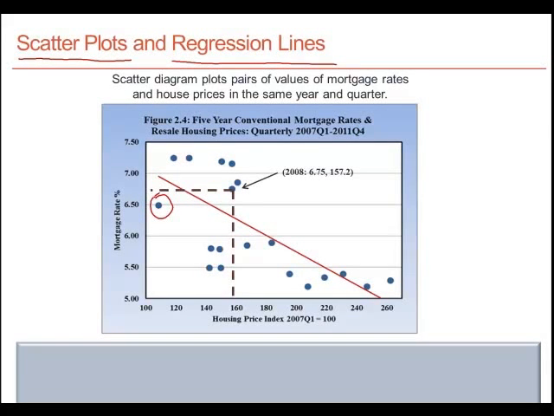So, for example, in 2008, we had in one of the quarters a combination of a mortgage rate of 6.75% and a house price index of 157.2.